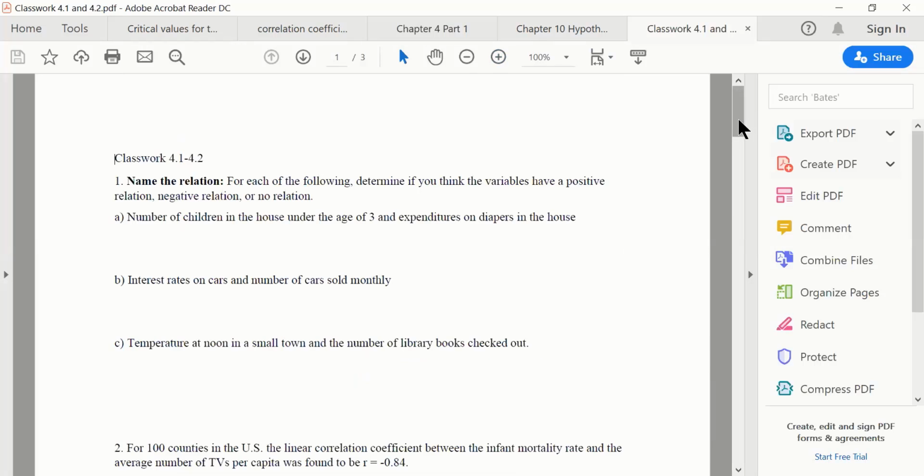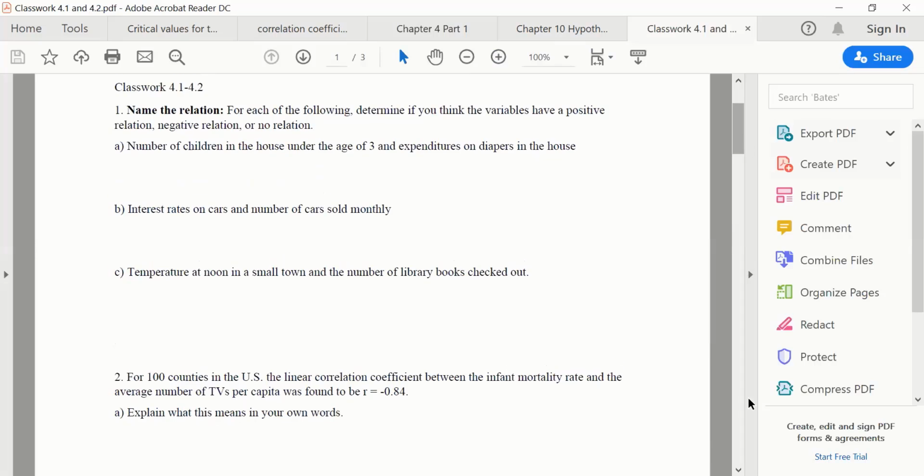Okay, so today's work. Question 1 is just going to ask about the relationship. For each of the following, determine if you think the variables have a positive relation, a negative relation, or no relation. So a positive correlation, a negative correlation, or no correlation.